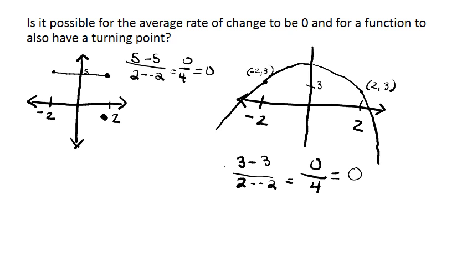So the question is, can it go through a turning point? Well, it went up, it stopped, and then it came back down. So yes, it went through a turning point right here. So it goes through a turning point, but it also does have an average rate of change of 0. So is it possible? Yes, it is possible, but the only way it's possible is if it is a parabola and the y values must be the same for both points. So in this case, the points we were looking at were negative 2 and 2, and their y values are both 3.